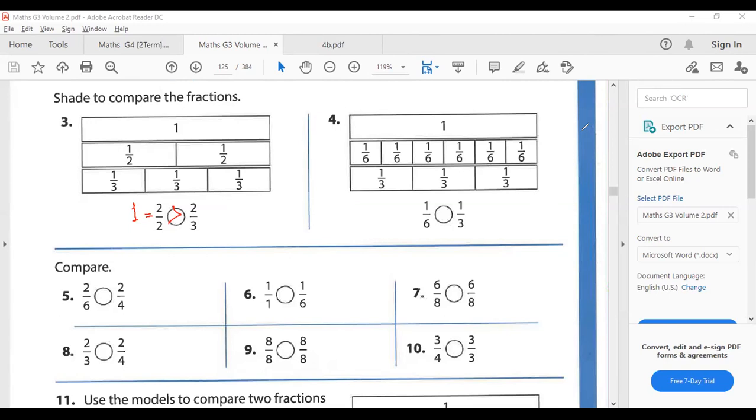And let's ask Nash'at. Yes, mister. Nash'at, next question. 1 over 6 or 1 over 3? 1 over 3. Excellent. It is greater. Thank you. Yasir. Yes, mister. 2 over 6 or 2 over 4? 2 over 4. Excellent, my friend. Thank you.